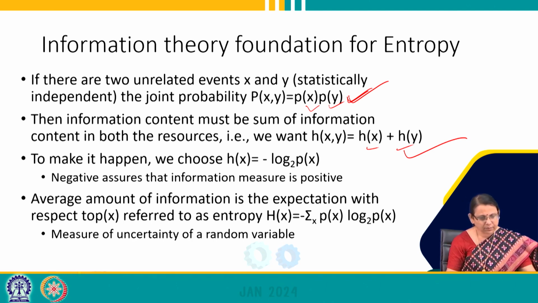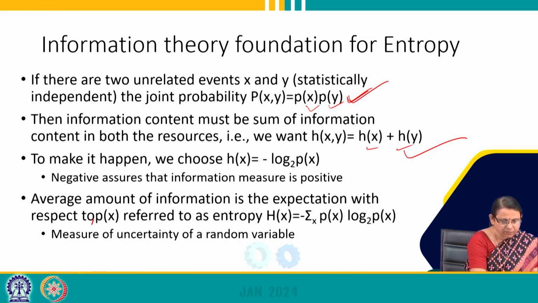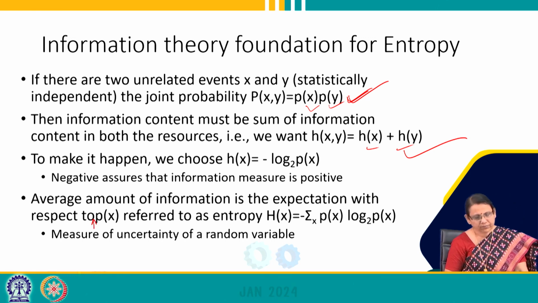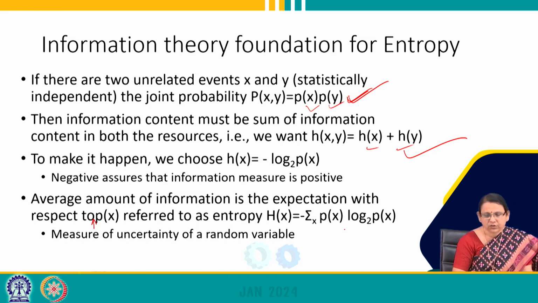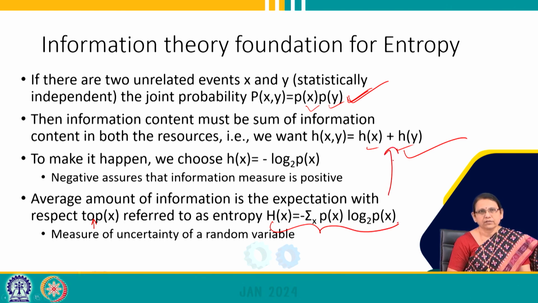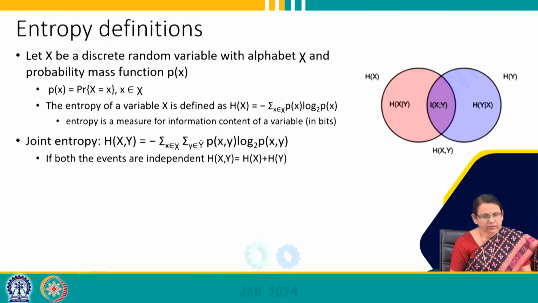Okay, so this average amount of information is the expectation with respect to P, and is referred to as entropy. So, this is the formula for entropy. Now, why is the formula for entropy this? The reason being this one. This entropy measures the uncertainty of a random variable.